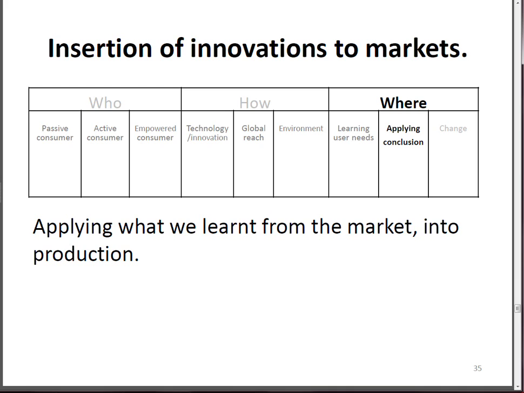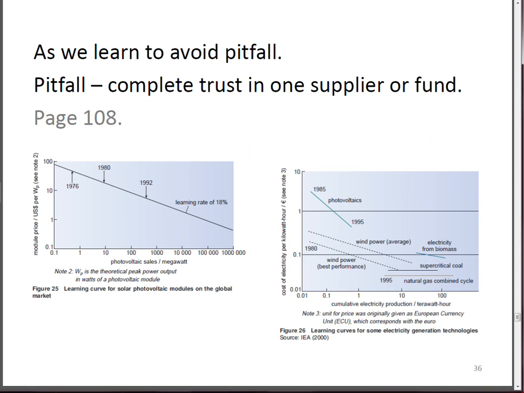Okay, great. So we're still in this table, which looks at the whole block, the whole book, asking who, how, and where. So let's consider where, and we will talk about applying conclusions. So once we've learned the market, we have to apply it into further production. As we learn the market, and the book talks about it more on page 108, we learn to avoid pitfalls. There are many pitfalls in any market, you could say.